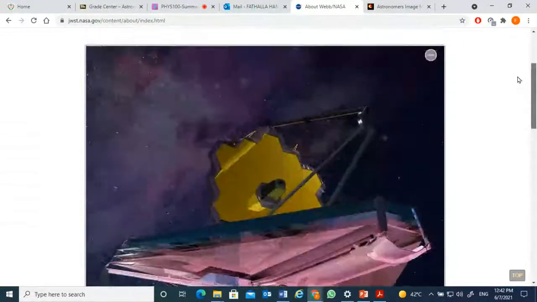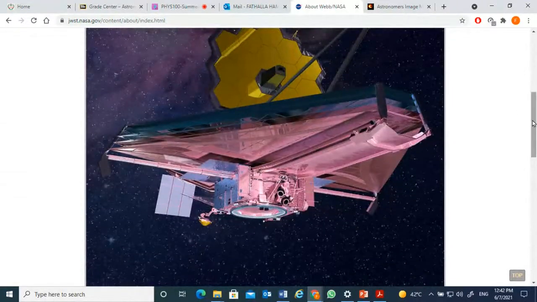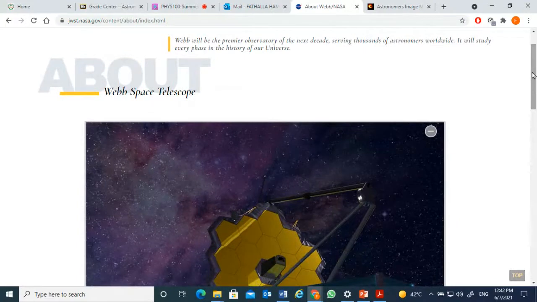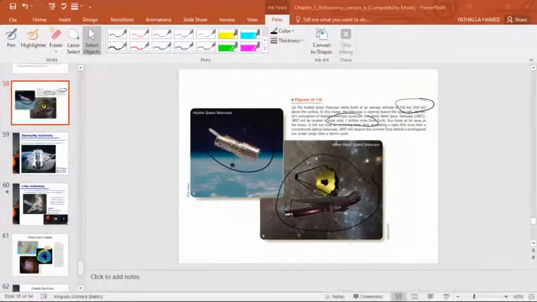Maybe you will hear the news by the end of this year that it has been launched, and then we'll wait for what this telescope can do. So now we're even looking at visible light from space as well. I just want you to be aware that probably something is going to happen toward the end of this year when we launch the James Webb telescope.